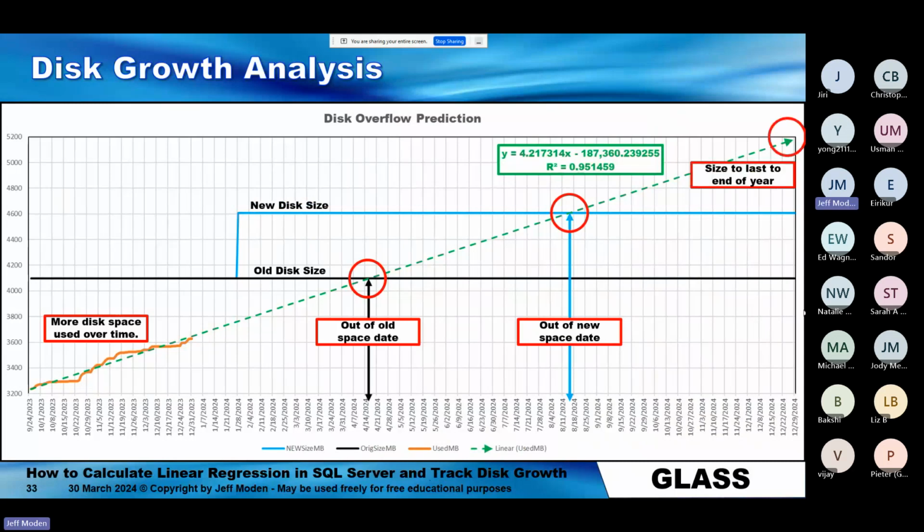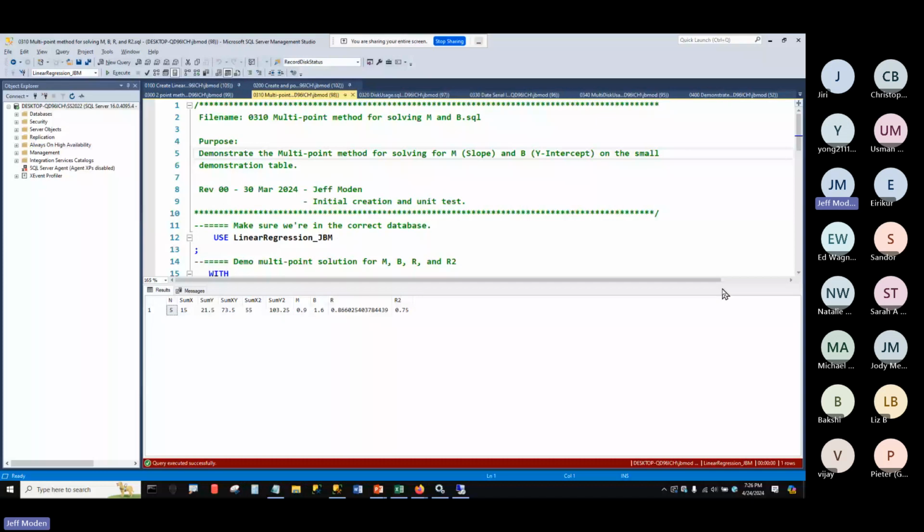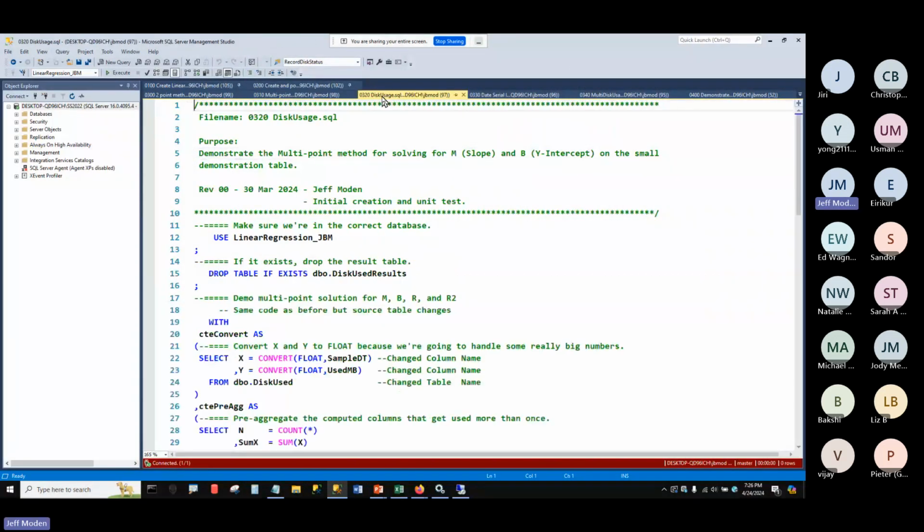And if we look way up here in the upper right-hand corner, that would be the size that we need to make it to the end of the year. And so we need to calculate what that size would be. And let's go to script 320 now and have a look at that.